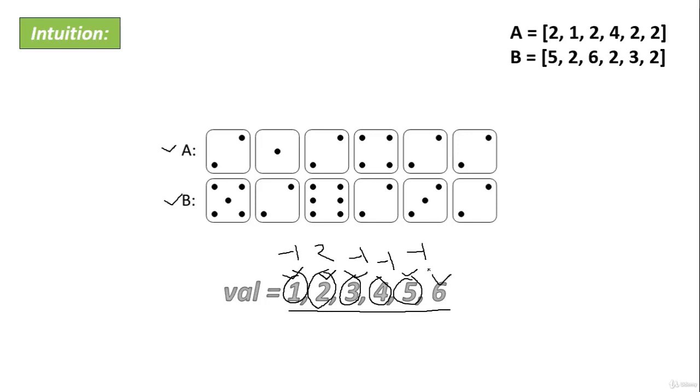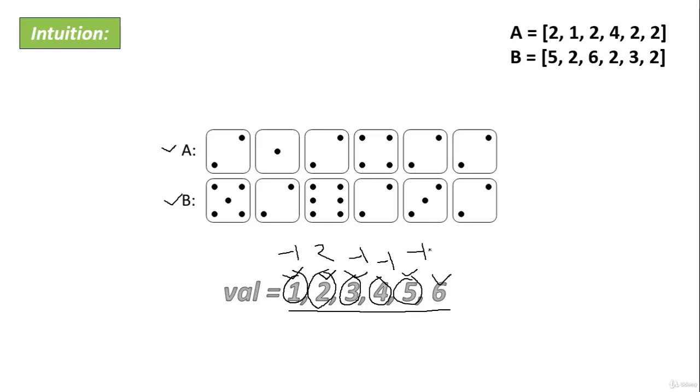Now we have 6. For 6, let's find out the minimum number of rotations we can make to array A and to array B such that they contain all the value 6, and there is no such rotation we can make such that array A or array B contains the value 6.